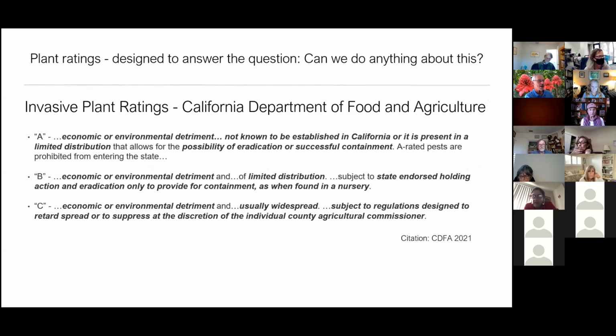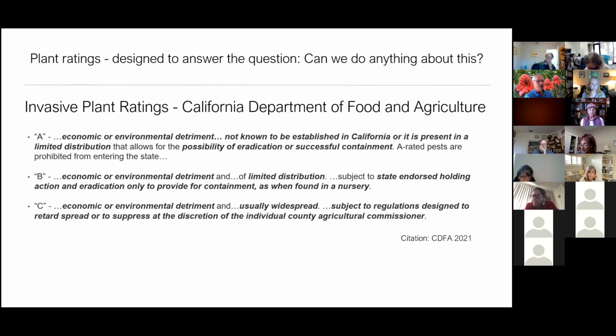California Department of Food and Ag has A, B, and C, mostly based on how prevalent they are. A means it's really not here very much and we can keep it out. B means it's more prevalent but still containable. And C means it's very widespread but still problematic.